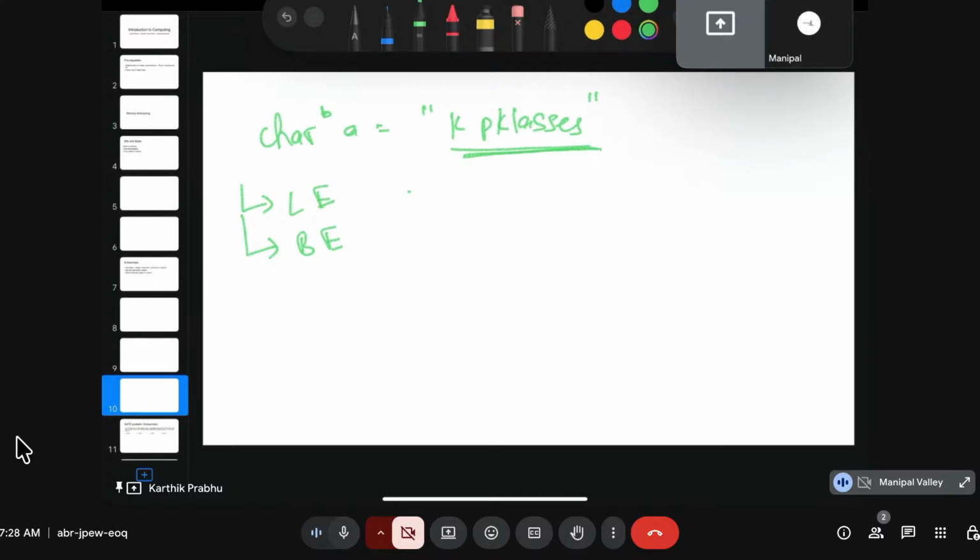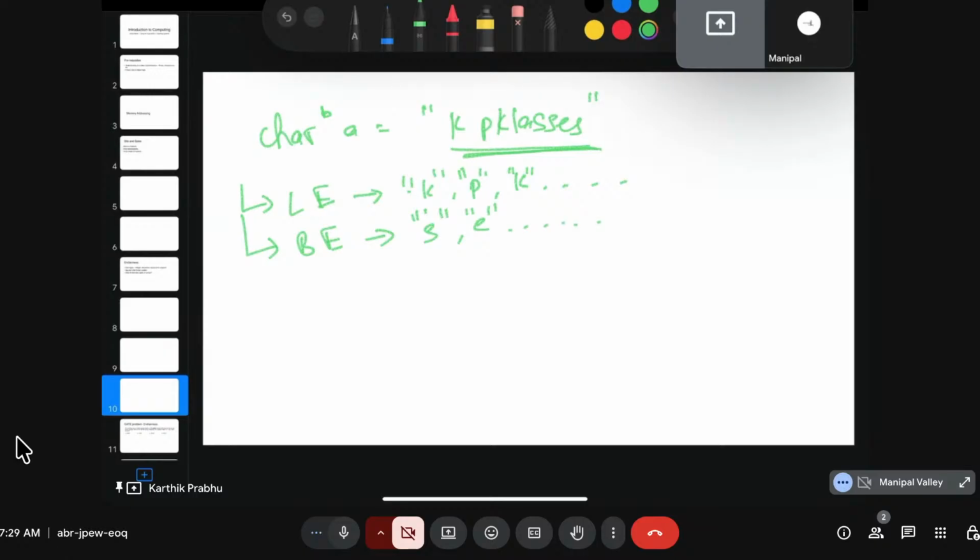In a string, like in little endian, it'll just be stored normally, right? Normally, as in K first, then P, then K, right? Like this. And in big endian, it should be reversed.